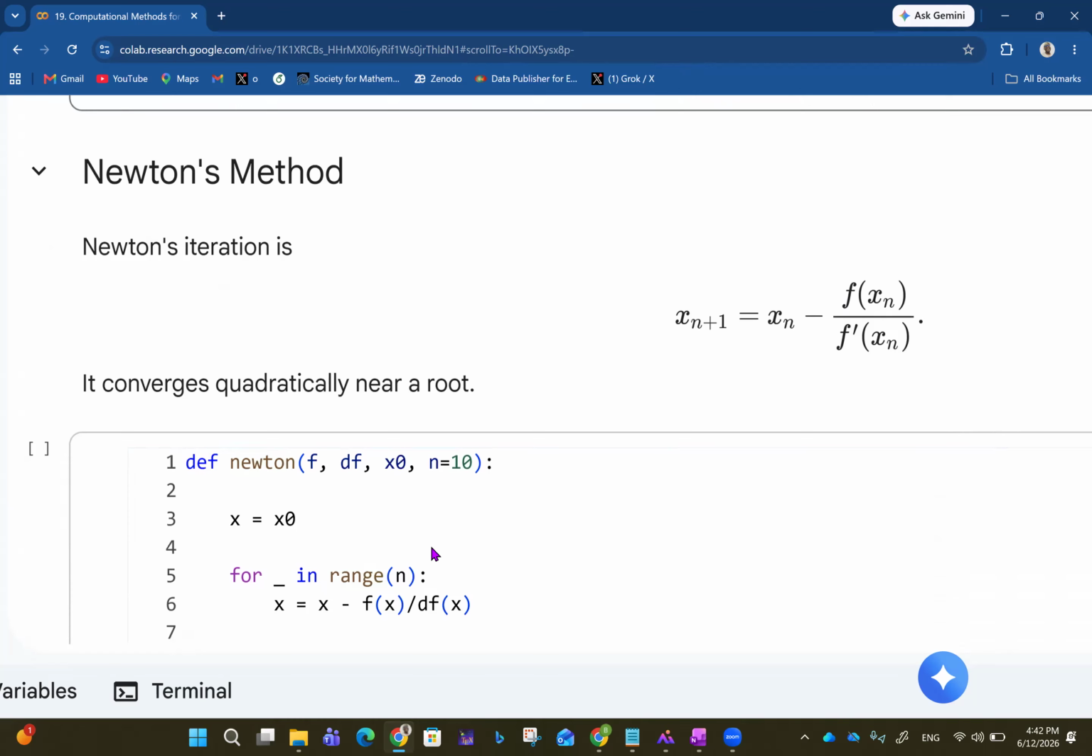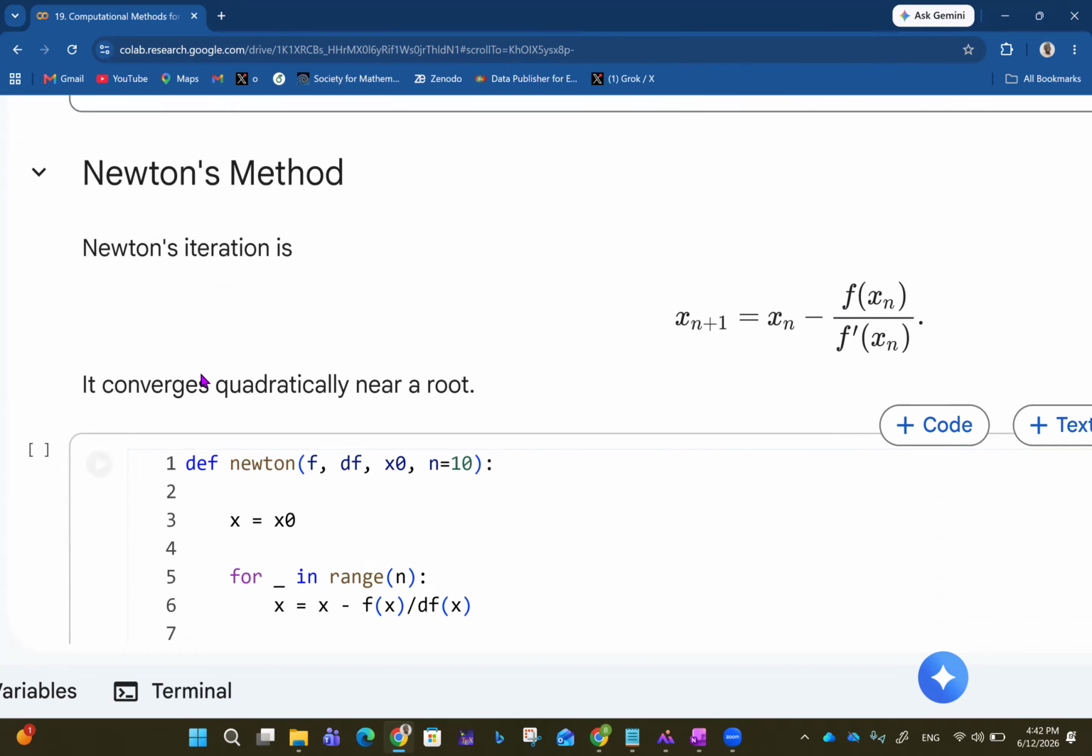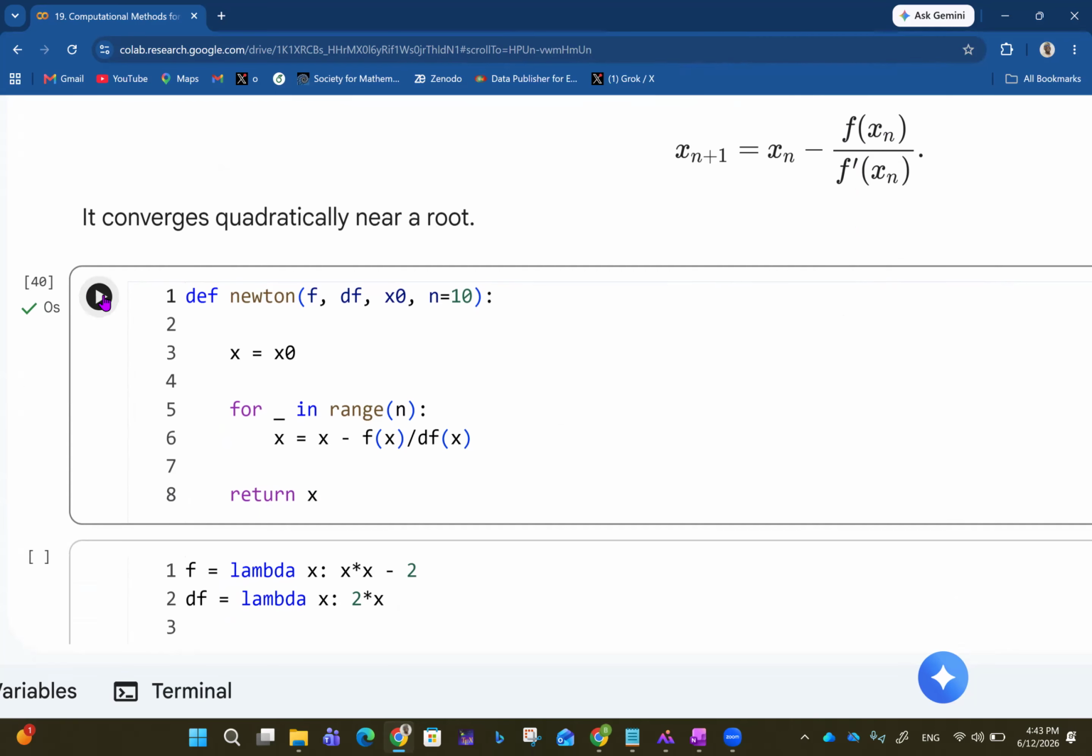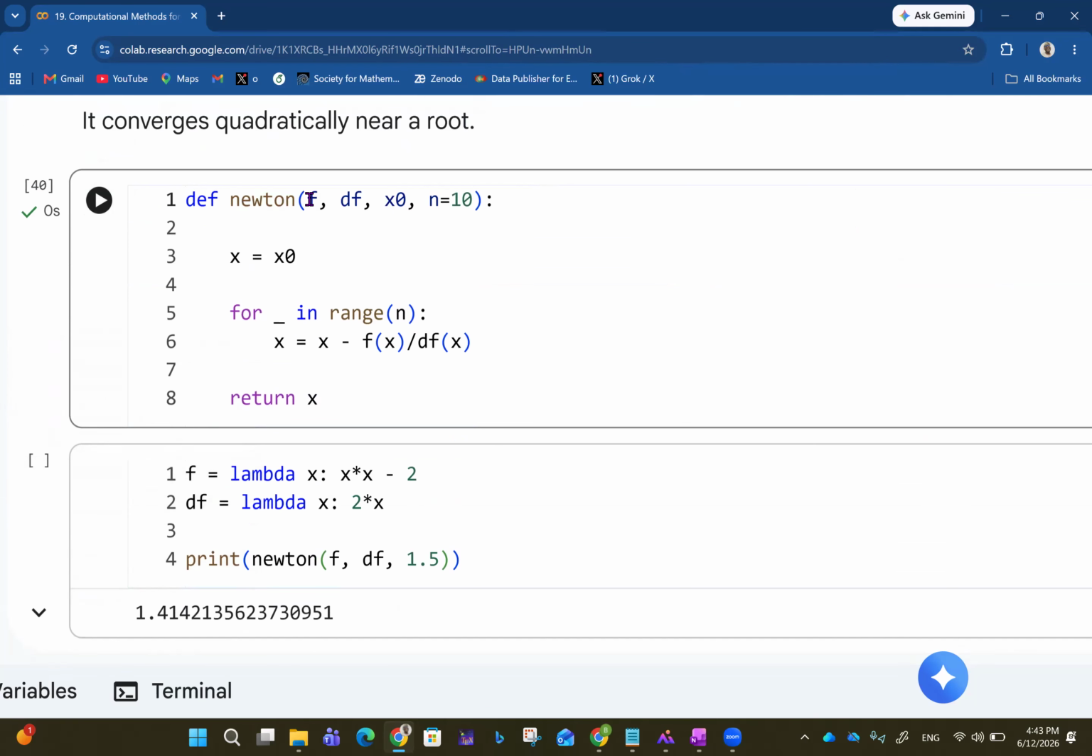Then we have Newton's method, which is known as one of the fastest converging methods. Some people call it the Newton-Raphson method or Newton's method, whatever. It's one of the fastest in finding zeros. Newton's iteration is x sub n plus 1 equals xn minus f of xn over f prime of xn. It converges quadratically near a root, and because of quadratic convergence, it's really fast. So we can define Newton with f, df, and x naught, where x is equal to x naught. For everything in range n, you have x equals x minus fx over dfx. If you return that, f is now lambda x: x squared minus 2, and df is 2x. Note that this only works for functions that are differentiable, right?